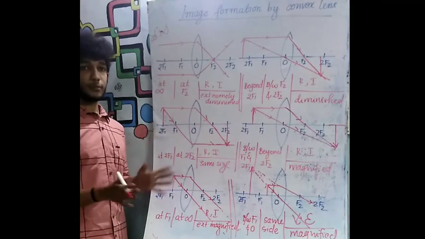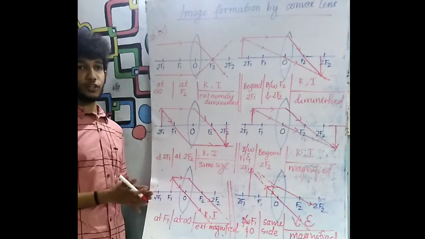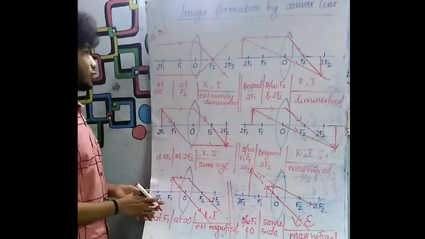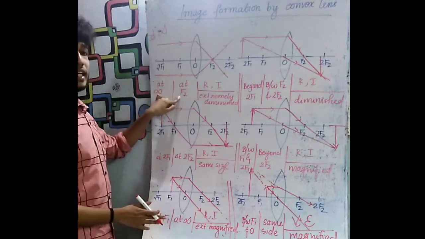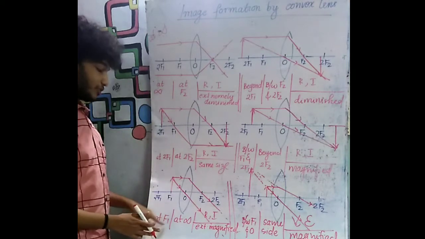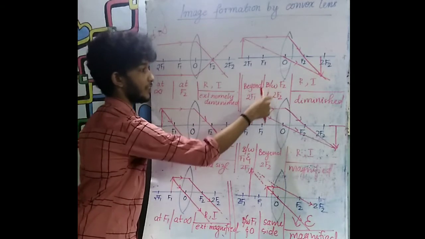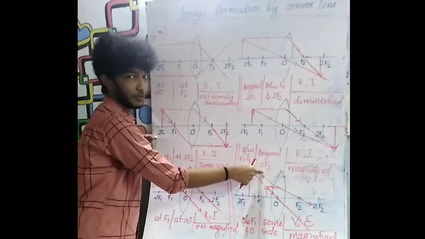I know the board is a little bit crowded, but please do adjust because I thought that all these diagrams could be shown on a single screen so that a comparison can be made. So here let us conclude it. At infinity it will be at f2. At f1 then it will be at infinity. Beyond 2f1 between f2 and 2f2. Between f1 and 2f1 beyond 2f2.